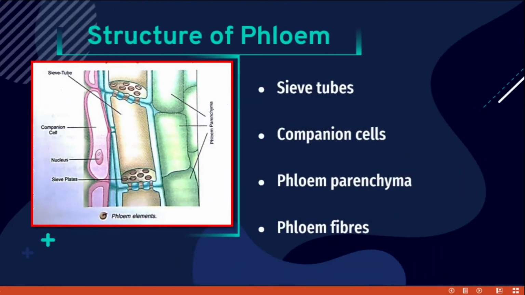Structure of phloem. There are four important cells in the phloem: sieve tubes, companion cells, phloem parenchyma, and phloem fibers.